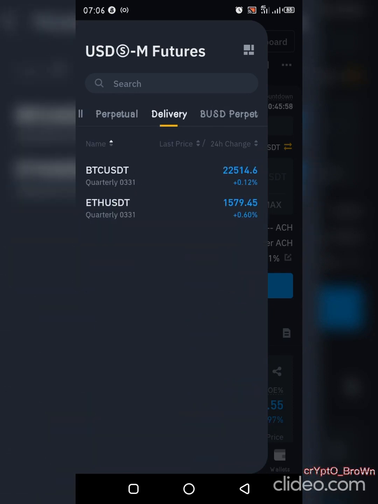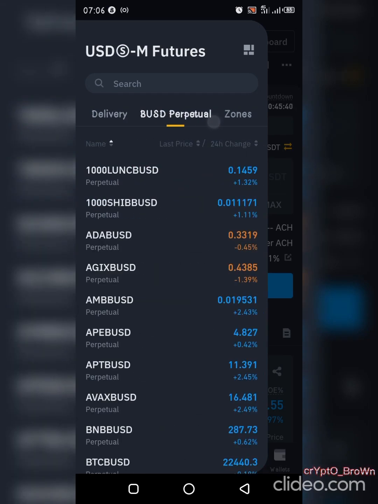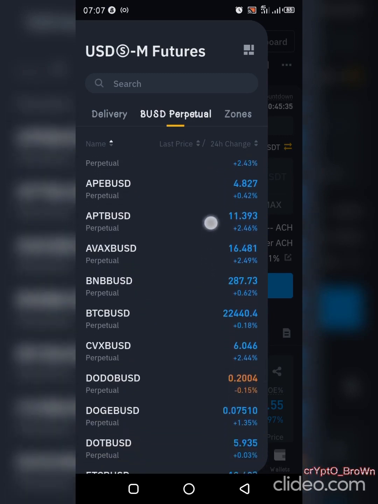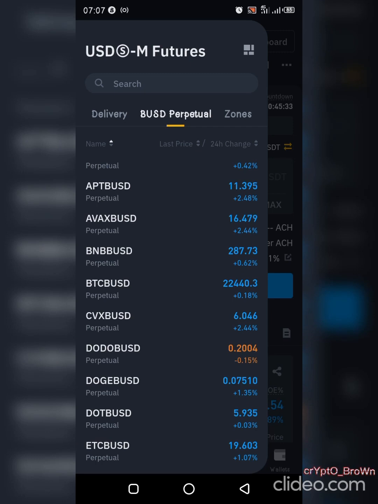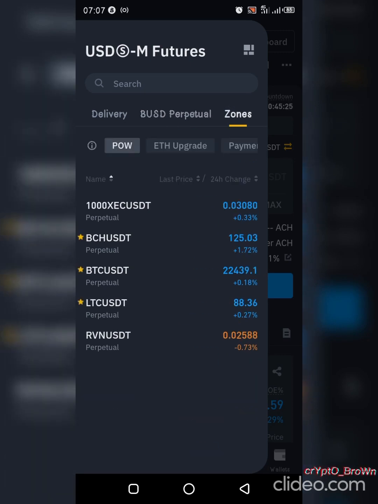These ones are the ones that expire quarterly. You can see quarterly underlining the asset. If you see quarterly, it means that it expires. 0331 means that's March 31st. March 31st is when it is going to expire. BUSD perpetual gives you the opportunity to trade on pairs that are based on BUSD. You need to use BUSD before you can trade on this. And the zones show you where those kinds of pairs are.